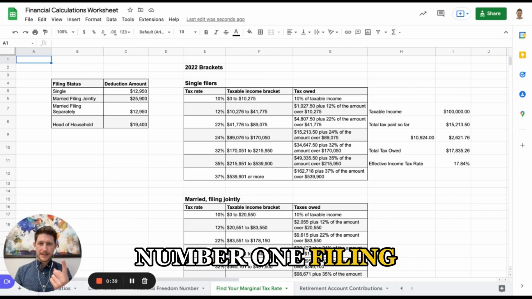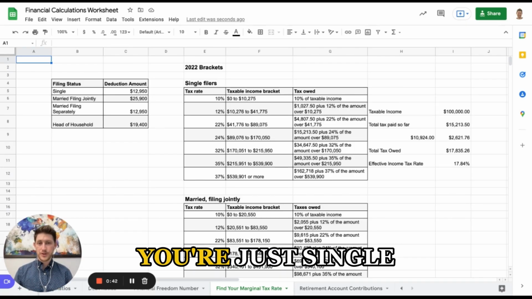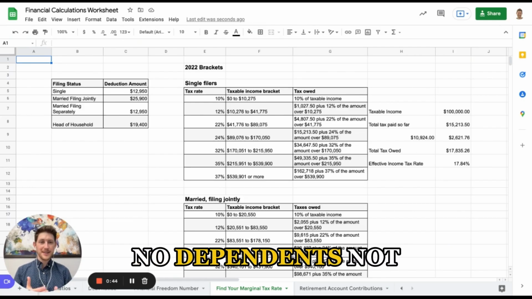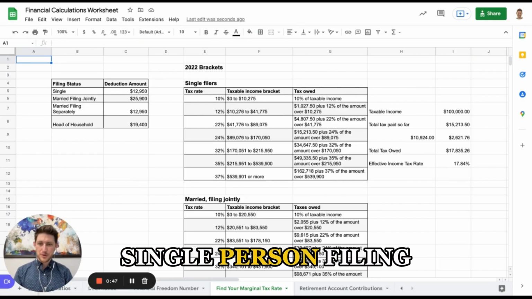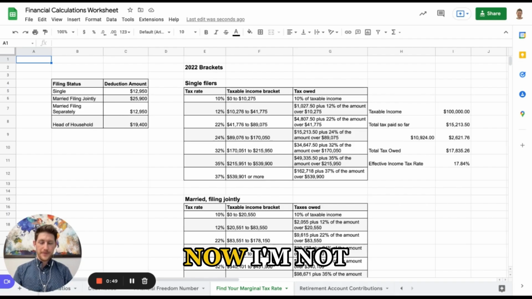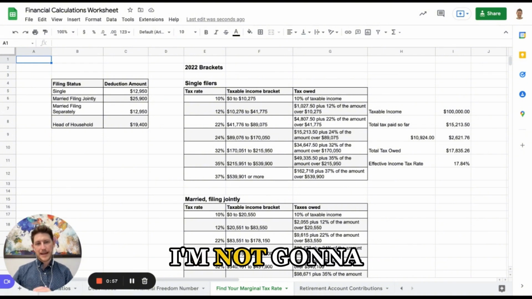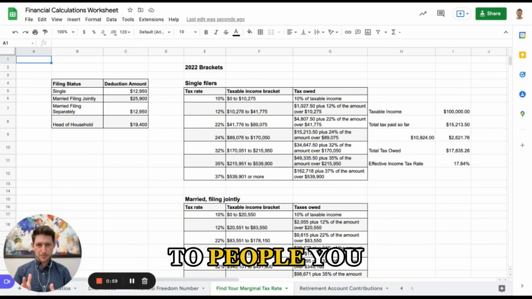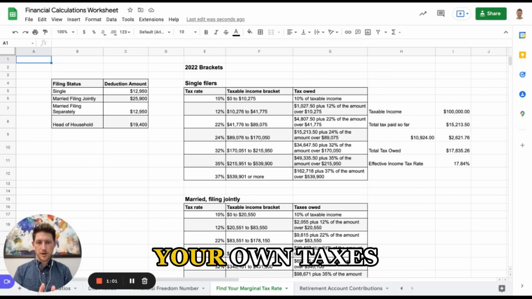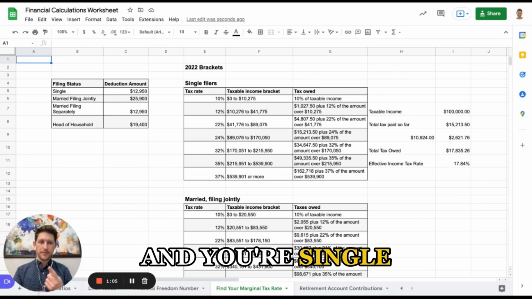Number one, filing single. Pretty straightforward. You're just single. Okay, no dependents, not married. You're just a single person filing for yourself. Now, I'm not going to talk about if you are a dependent, like if your parents still claim you as a dependent on their taxes. I'm not going to go into that. So I'm talking to people, you're your own person, you're filing your own taxes, and you're single, that's that one.